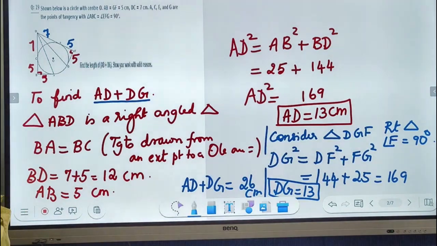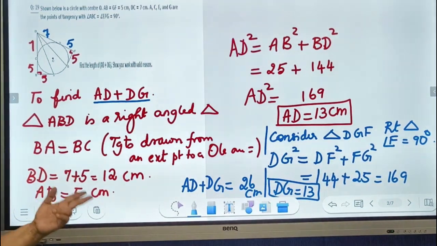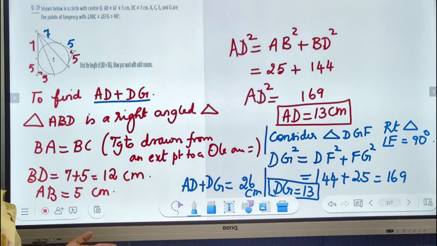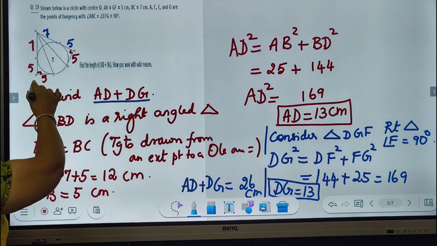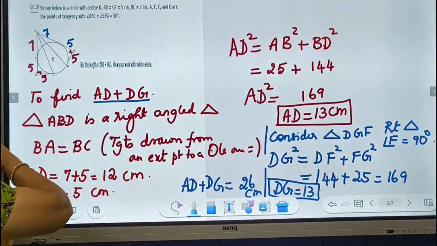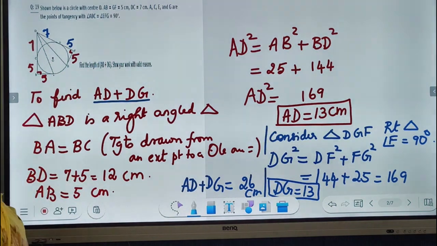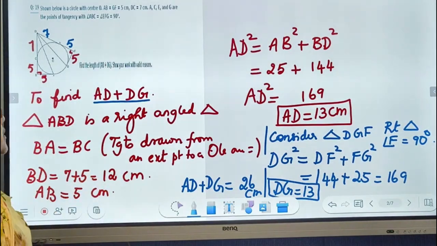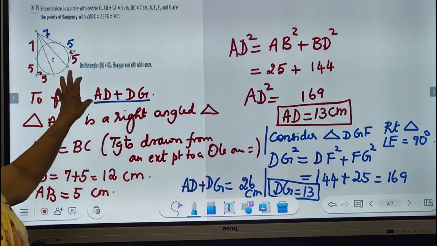So what is the mathematical concept that we have used? Tangents drawn from an external point to a circle are equal, and we have also used the Pythagoras theorem to calculate the length of a hypotenuse. We are able to use Pythagoras theorem because it is given that angle B and angle F are both equal to 90 degrees respectively. So triangle ABD and triangle DFG are right triangles. Are you all able to follow? So this is how we have used the theorem results to calculate the length of certain values in a figure which is given like this.